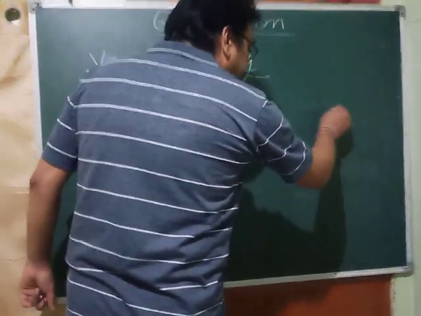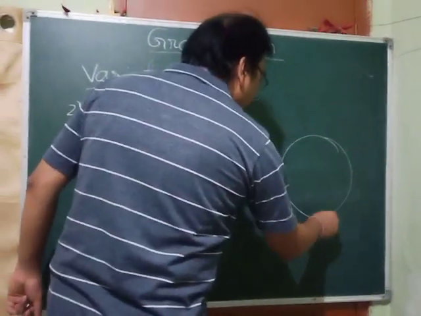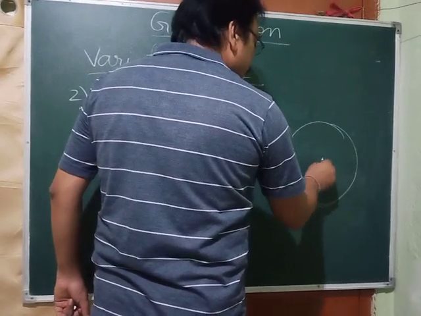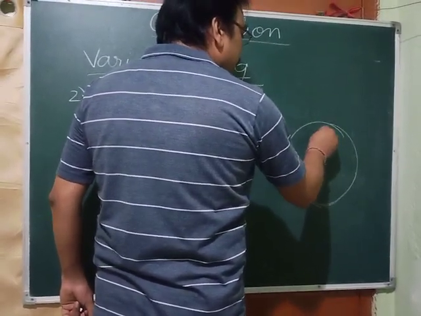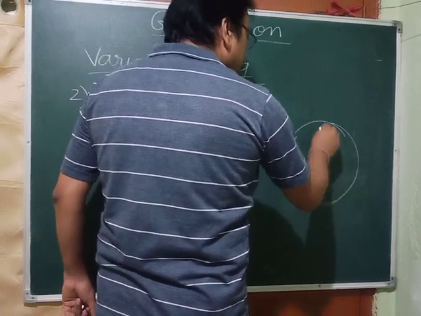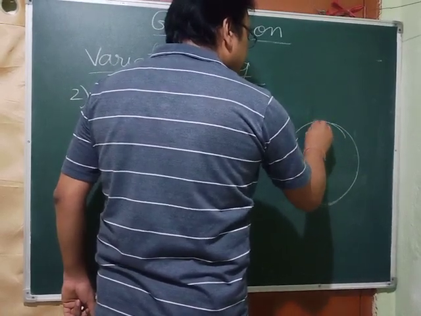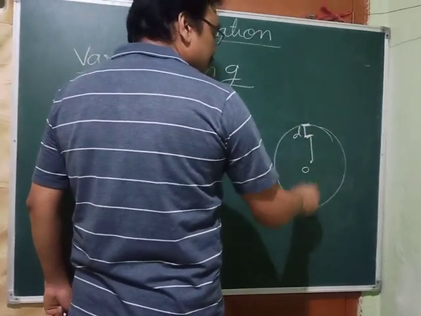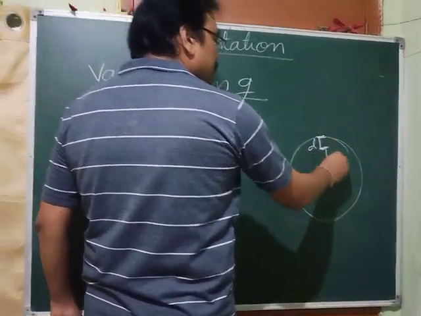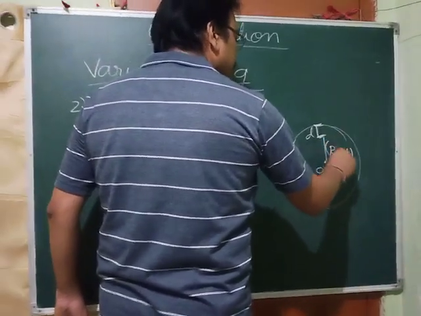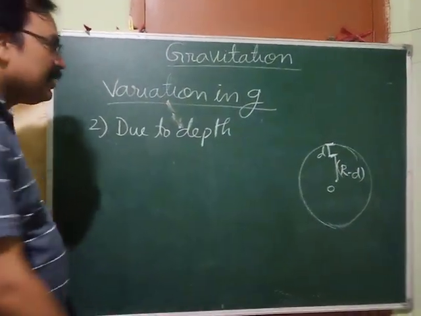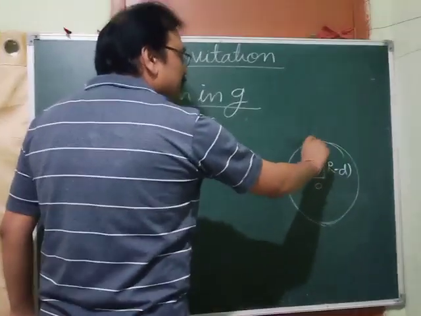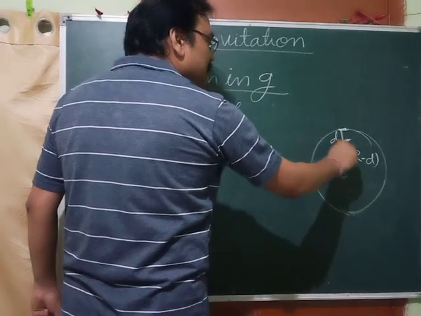Suppose this is the earth, and this is the center of the earth. And you are here at a depth d from the surface of the earth. Now tell me, what is the radius of this? It is r minus d. Because the total radius is r, but you have subtracted d because you reached here, so the distance is r minus d.